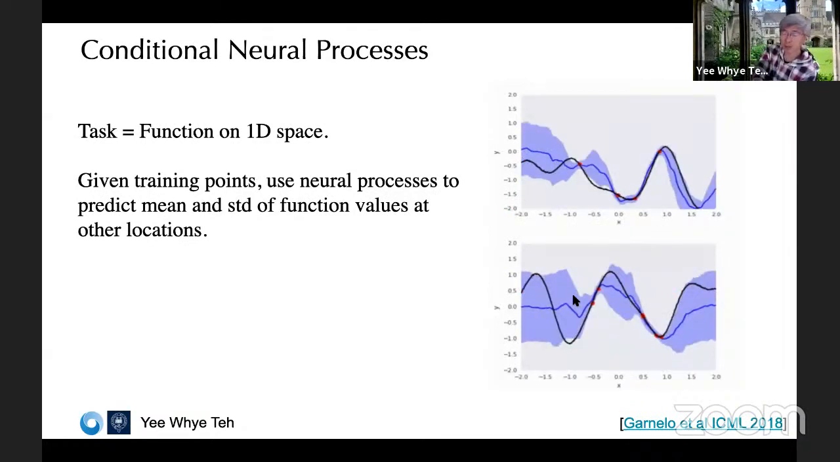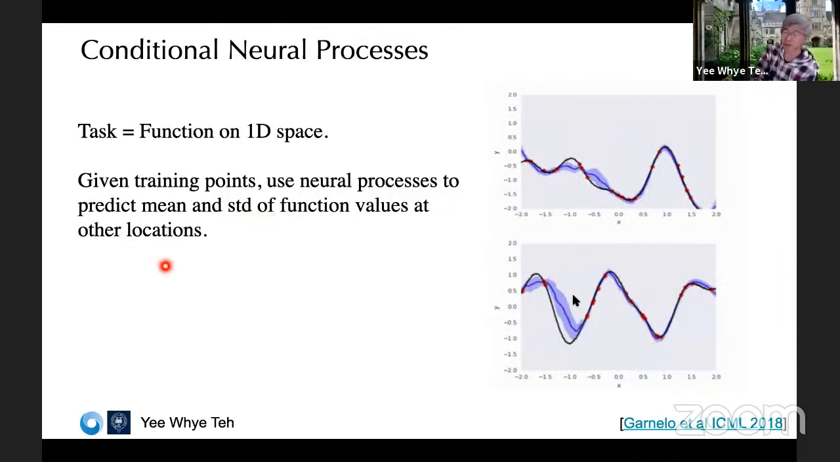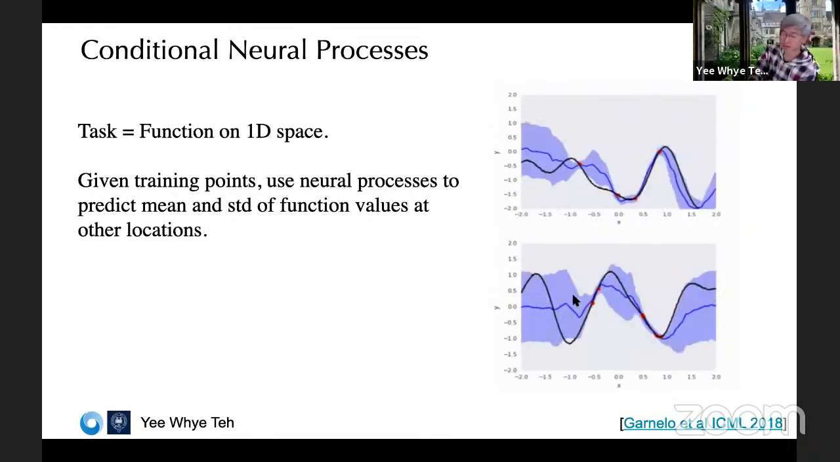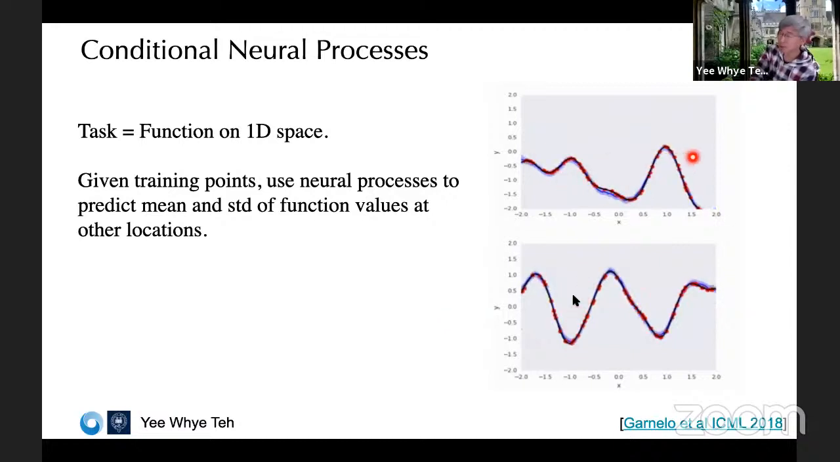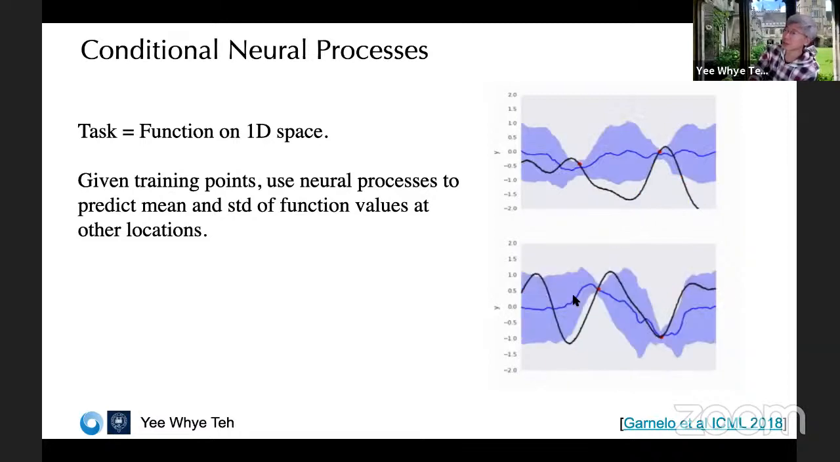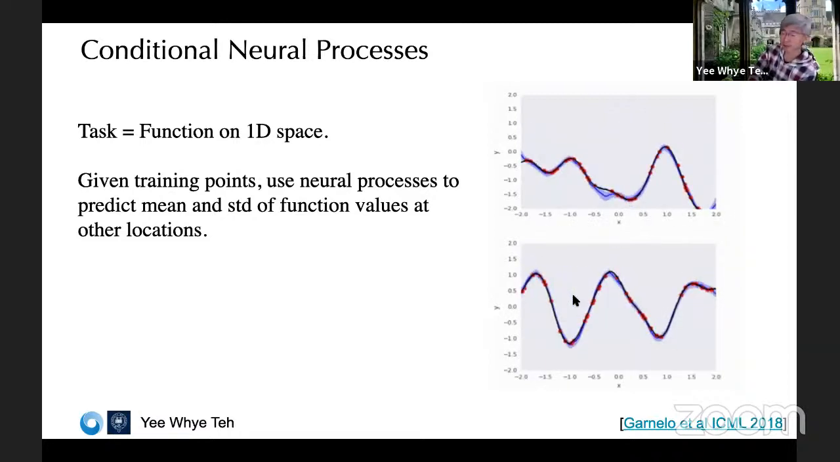Given training input-output pairs, we train a neural process to predict the mean and the standard deviation of the function values at other locations. And that's visualized by the blue line in the middle, that's the mean. And the width of the blue region basically visualizes the standard deviation of our prediction. Okay. And it is trained to reproduce the predictions, in this case, of a Gaussian process.